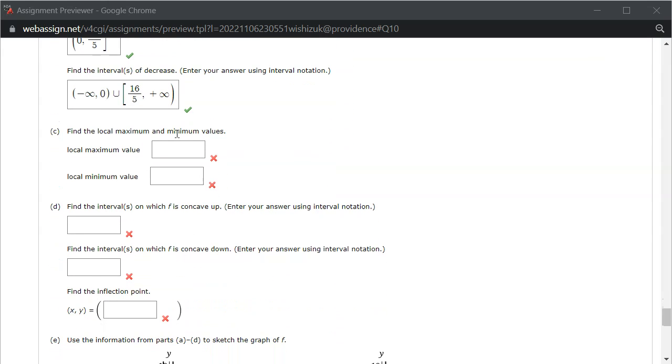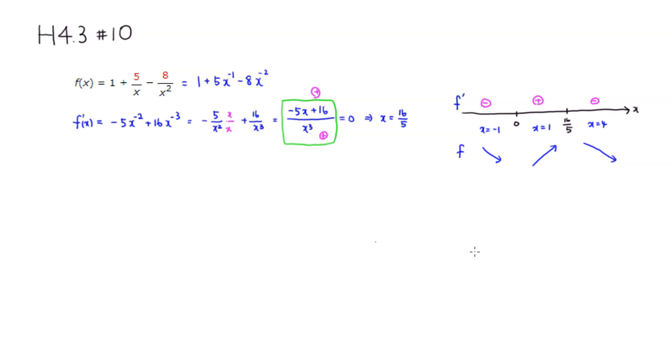We want to find the local maximum value and the local minimum value. Looking at this, we can see that we're going to have a local minimum at x equals 0. So this is going to be the local minimum there. And then here we are looking at the top of the mountain. So we have a local maximum there. So we need to find f of 0. Actually, I'll have to take that back. This function actually has a vertical asymptote there, so we do not have a local minimum there. But we do have a local maximum.